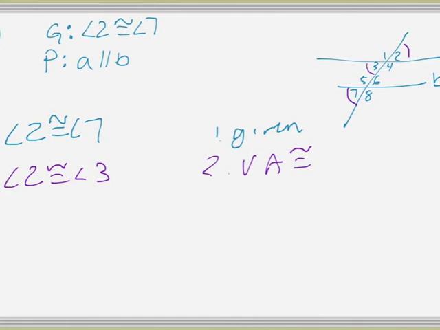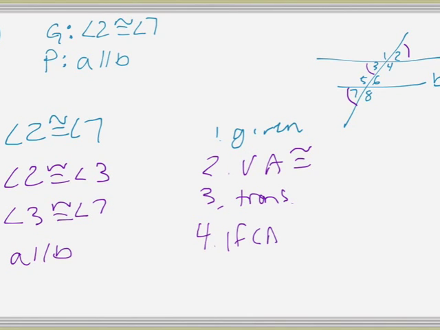If 2 is congruent to 7 and 2 is congruent to 3, then what do I know? 3 is congruent to 7. What is that called? Substitution, or transitivity. Now, what kind of angles are 3 and 7? They are on the same side, but they are not both interior. One is outside of the lines, the other one is inside the lines. So they are corresponding angles, and that is one of our 5 reasons that we can say we have parallels, by if corresponding angles are congruent, then parallel.